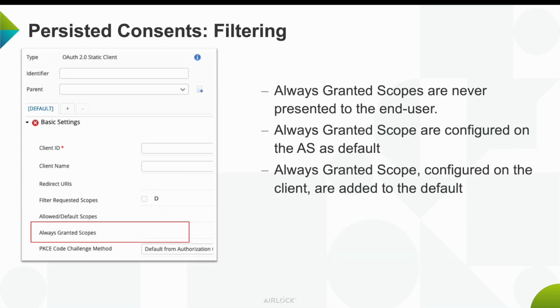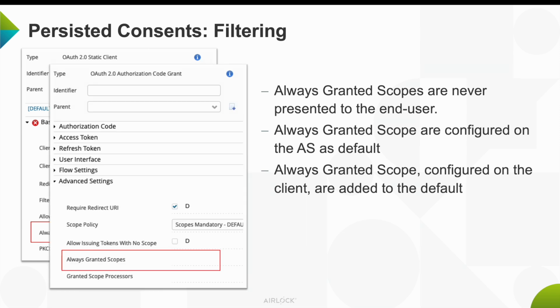For persistent consents, there is an additional feature that we deemed very important, and that's filtering. Not all consents need to be shown to end users, and that's exactly what the always granted scopes on the static client here will do. If you configure a list of always granted scopes, then those scopes will be processed like normal scopes, but in the local consent step, they will not be shown to the end user, regardless whatever else happens around these scopes.